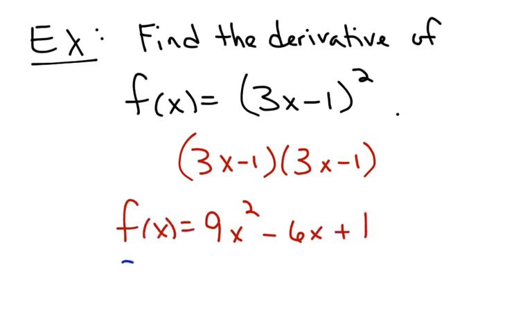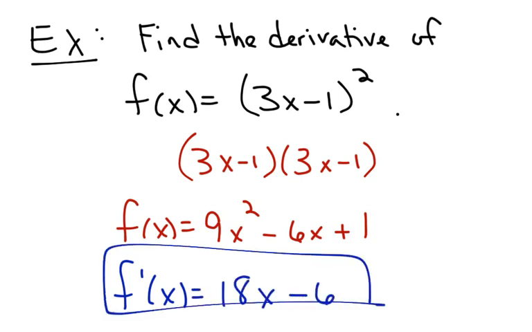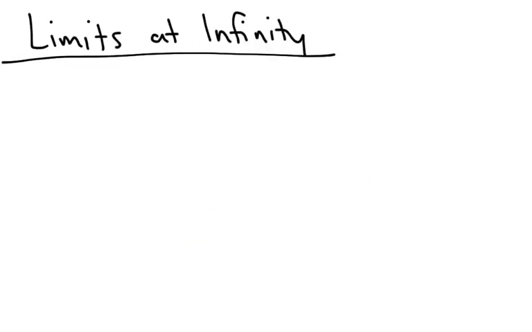Now I'm going to find the derivative. And the derivative is going to be 18x minus 6. So for a problem like this, the best way to deal with it is to multiply it out first and then find the derivative. Another type of limit we talked about were your limits at infinity.